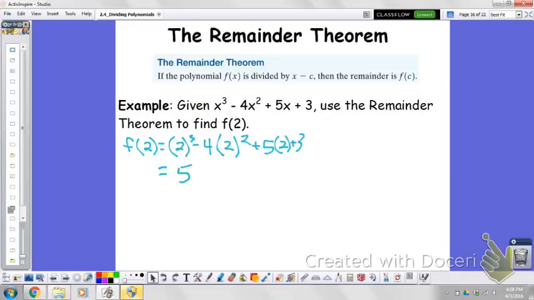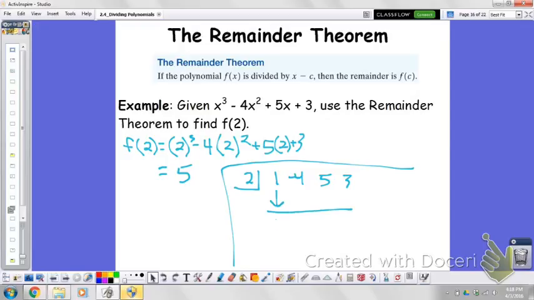So if I would divide x cubed minus 4x squared plus 5x plus 3 by x minus 2, I would get a remainder of 5. So let's go ahead and check that. If I was working with x minus 2, my 0 would be 2. Then I write out my coefficients. So 1, negative 4, 5, 3.